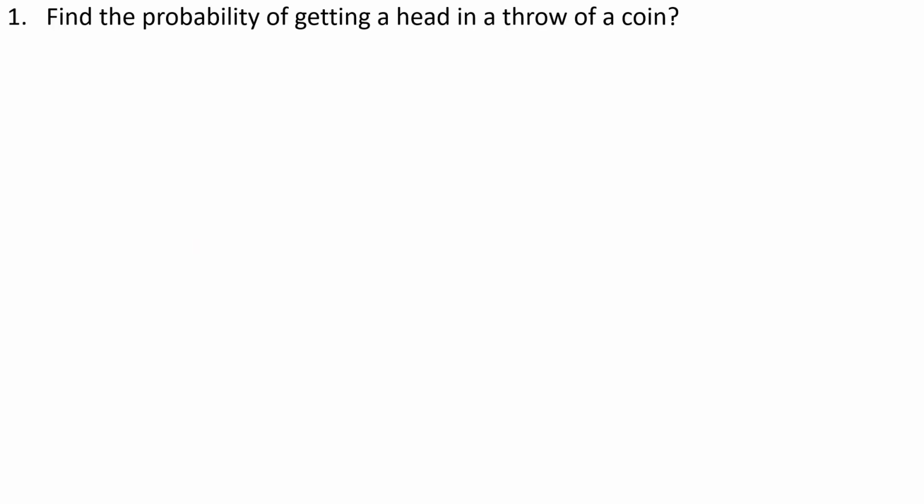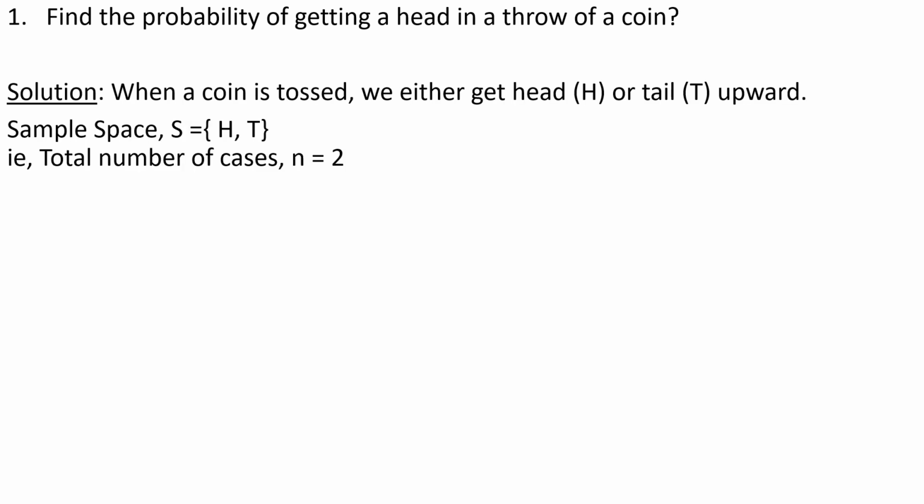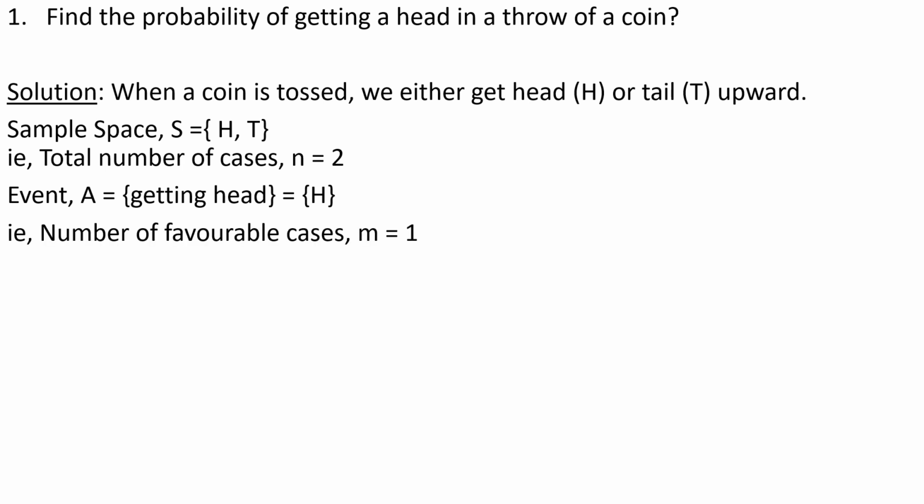Okay, let us solve some questions based on probability. First one: find the probability of getting a head in a throw of a coin. So when a coin is tossed, we get either head or a tail. So the sample space will have only two outcomes. So the number of outcomes n is 2. Now, if event A is getting head, it has only one outcome, that is H only. So the number of favorable outcomes m is equal to 1. So probability P of A is equal to m divided by n, which is 1 divided by 2, that is 0.5.